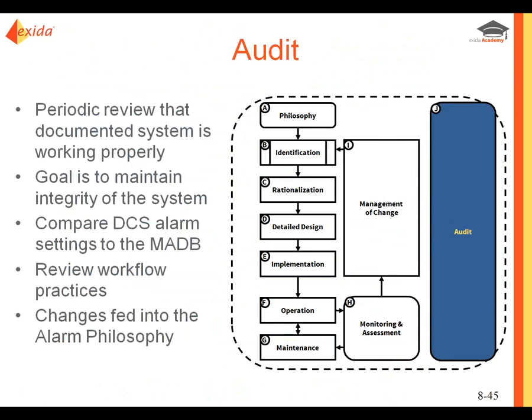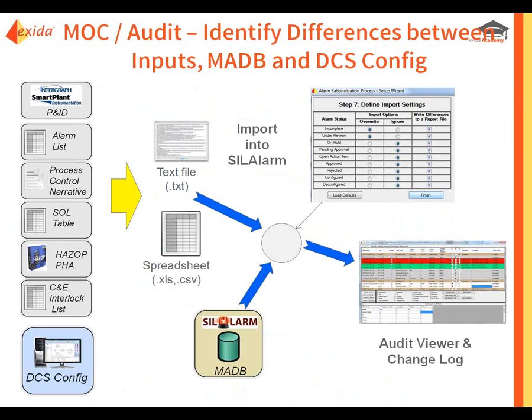Now, in conjunction with the management of change process, we want to perform audits every so often. Again, that's another stage of the alarm management lifecycle, to periodically assess the processes that are being used. What's recommended is comparing the values that are in your master alarm database to what's actually running in your DCS or other data source. And what you're ideally hoping for is that there really aren't any changes.